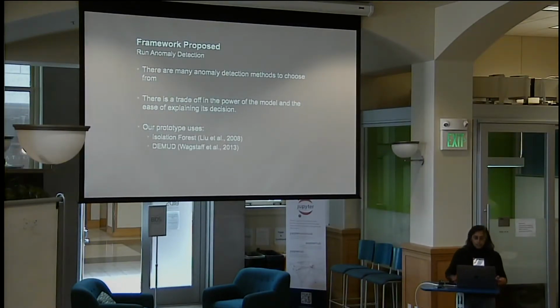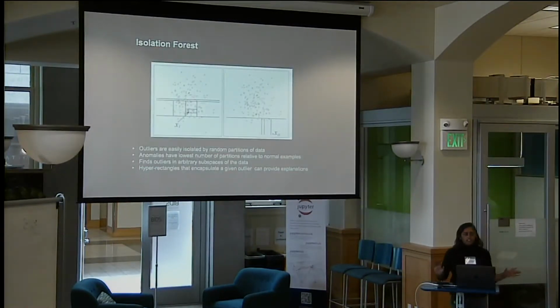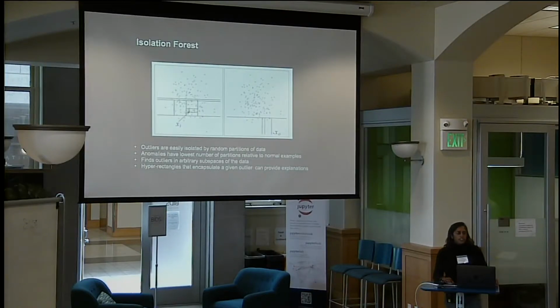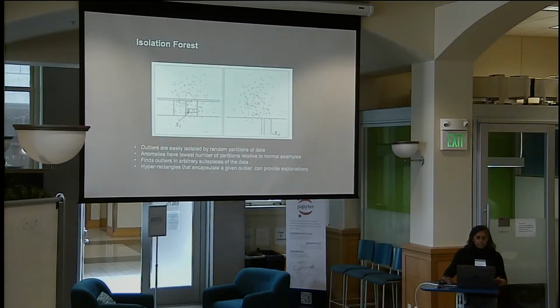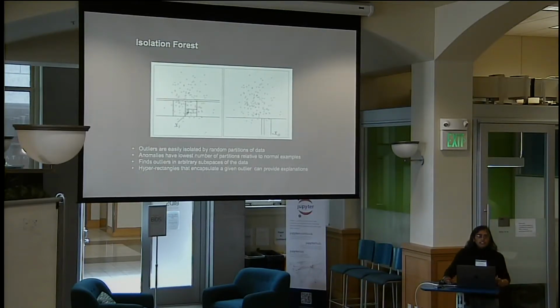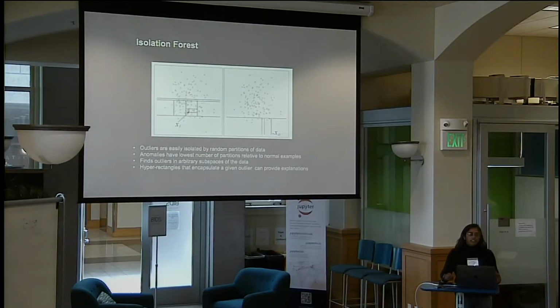DMUD, which was developed at JPL specifically for explaining scientific data. And I'm just going to briefly talk about those algorithms. So the isolation forest works under the premise that outliers are easily isolated by random partitions of the data. So on the right side, you have an outlier which can be partitioned or isolated in about 4 partitions of the data, whereas on the left side, there is something that's a relative inlier that requires more partitions to isolate it into its own box.